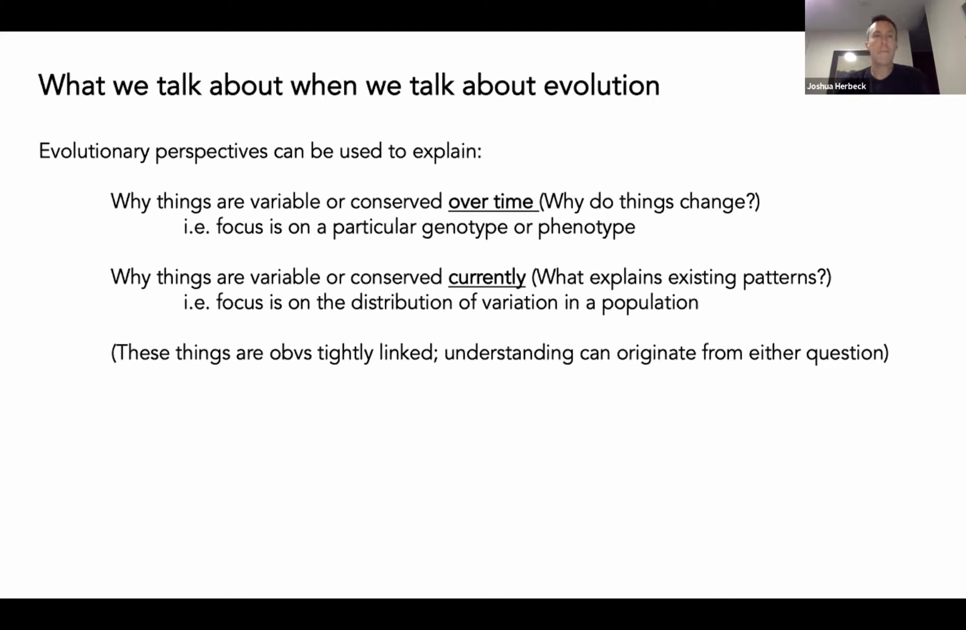Why is it changing? And then second, why things are variable or conserved currently. So what explains existing patterns? The focus is on the distribution of variation in a population.